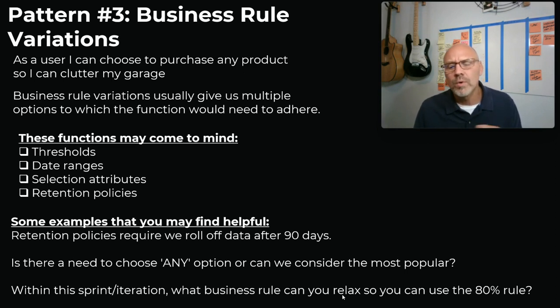So what we're really wanting to do is, within this sprint or iteration, can we relax some business rules so we can maybe find what's in the 80%? And I'm a big fan of the 80%, as you know. So that's how we might look at business rule variations. Again, depending on what it is that we're working on, you may not be able to find this.